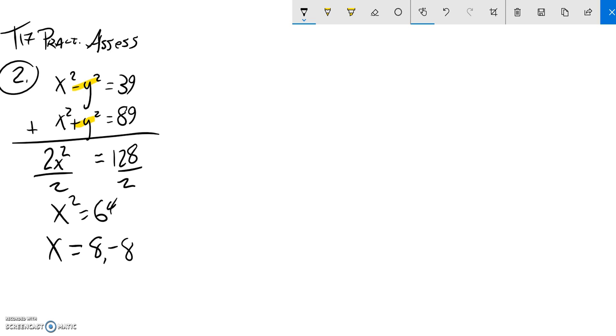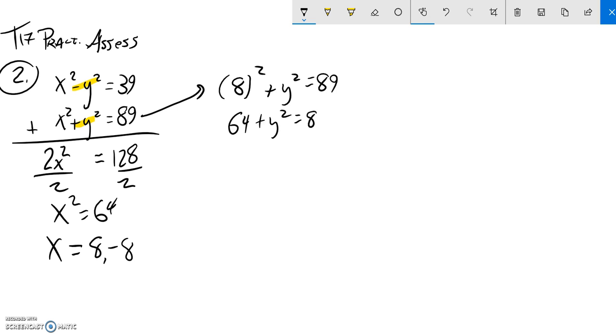So now what I'm going to do is take those, plug them back in, and try to figure out what y could be. I'll just use that equation. You could use either one. So x squared plus y squared equals 89. 8 squared is 64. Subtract 64 from both sides, and it looks like I get 25. y squared is 25.